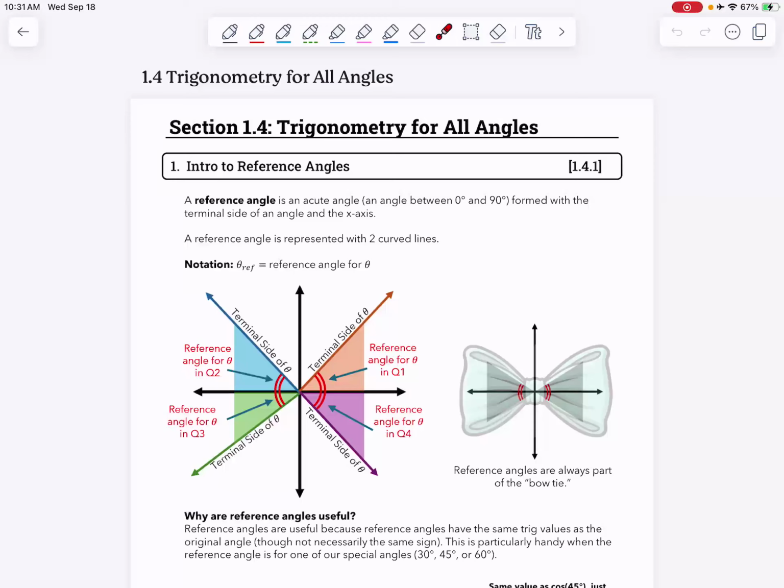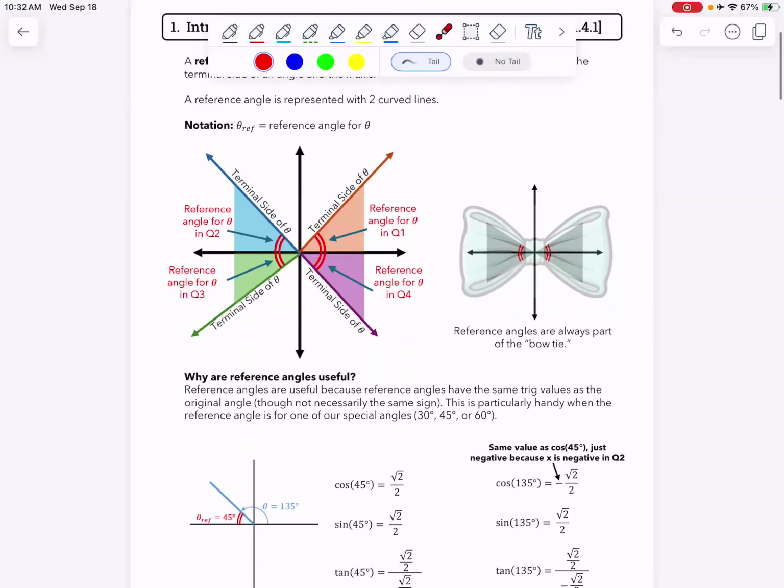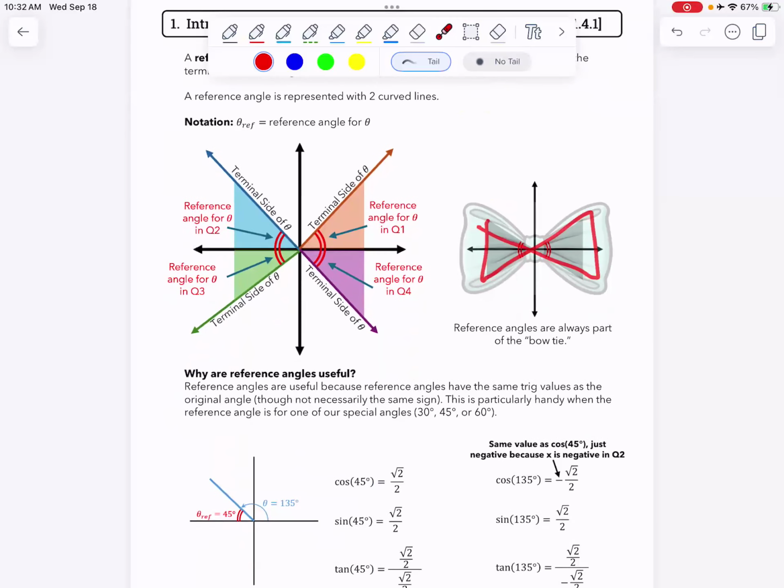So the reference angle is always going to be the angle made with the x-axis and the terminal side of theta. So reference angles are always between 0 and 90 degrees. This is really important if you're doing an exam and you say that a reference angle is negative or over 90 degrees, then you should immediately have a feeling like, oh, that doesn't sound right, because it's not, because they're always between 0 and 90. So depending on which quadrant you terminate in, you'll have different reference angles. And they're always part of this bow tie.